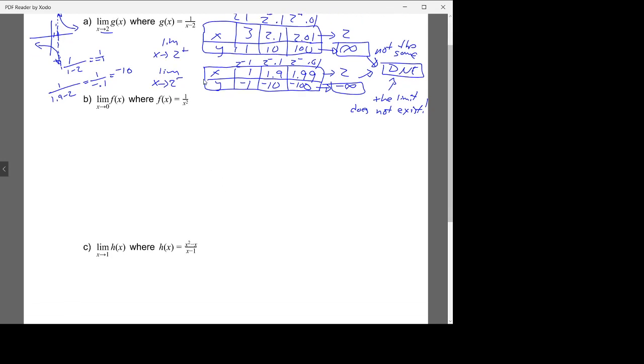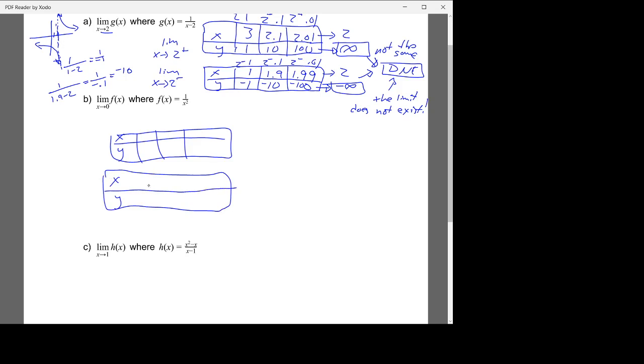So let's try this one now. 1 over x squared for x going to 0. So we draw our little tables. This technique always works for finding limits. All right, so here we're going to find the limit as x goes to 0, and we're interested in the right side. And here we're going to do the limit as x goes to 0 from the other side, the left side. You can have them reversed.